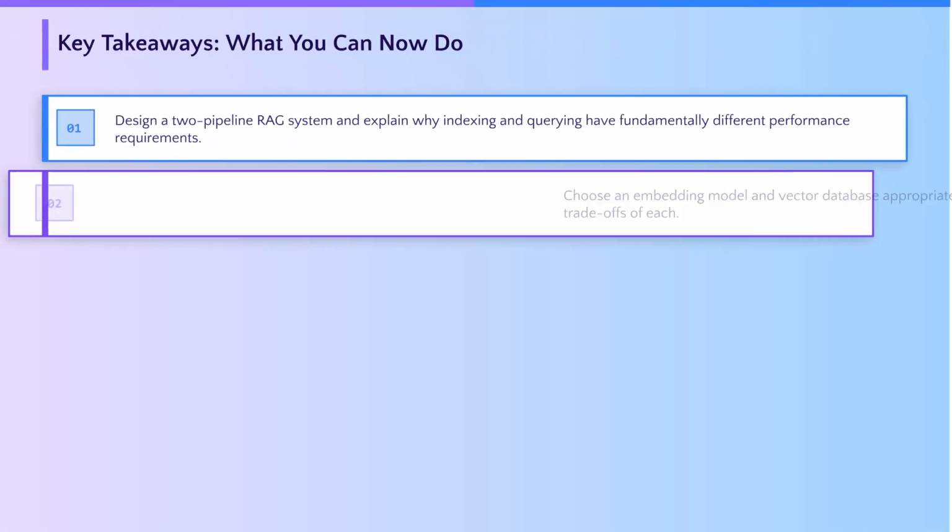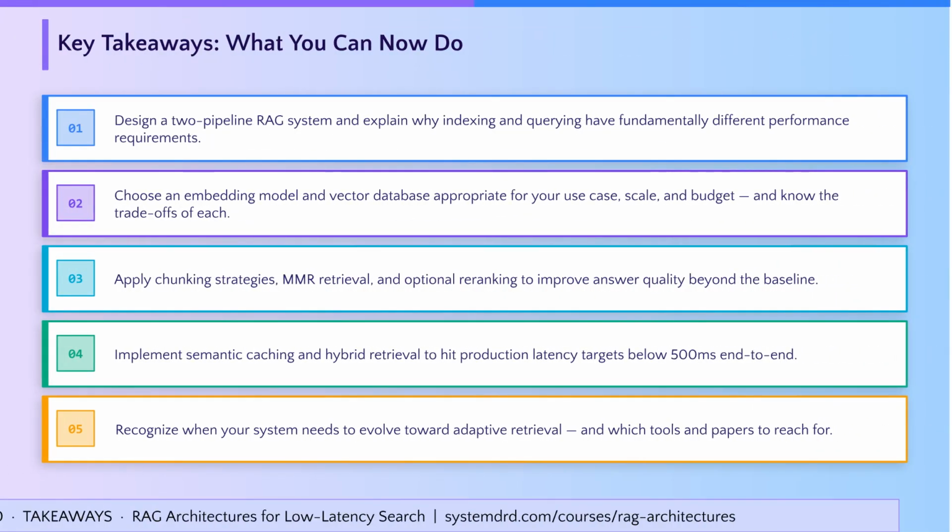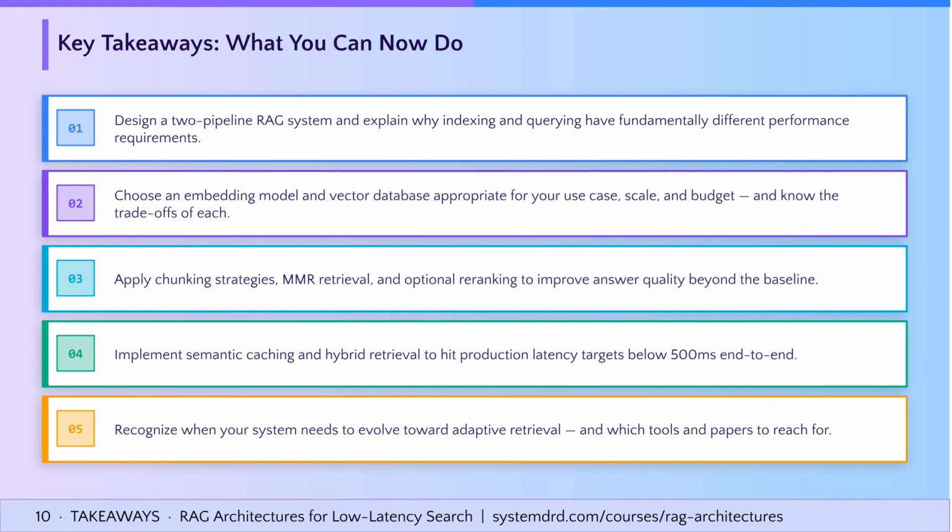Here are the key takeaways. First, design a two-pipeline RAG system with distinct performance requirements. Second, choose appropriate models and databases based on scale and budget, understanding the trade-offs. Third, apply advanced techniques like MMR and re-ranking for quality. Fourth, use caching and hybrid retrieval to meet strict low-latency targets. Finally, recognize when to evolve toward the robustness of adaptive retrieval.